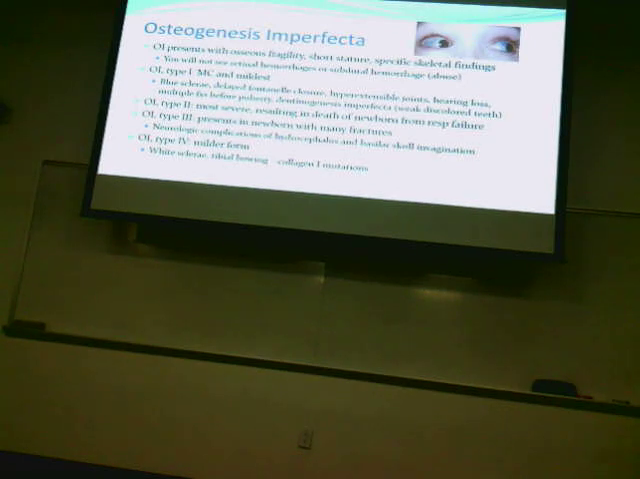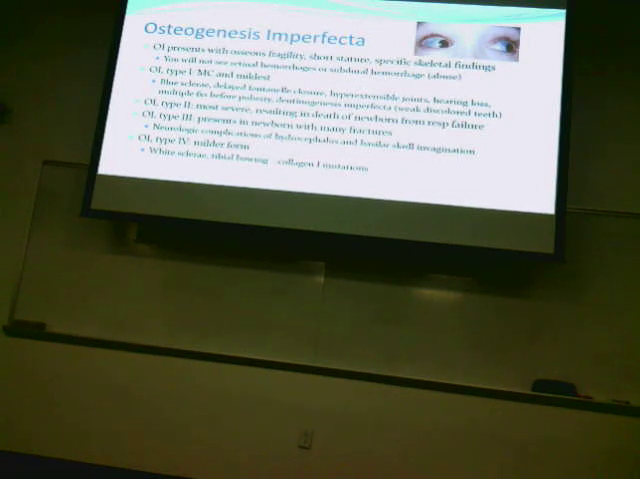This is the one you're probably most likely to see in clinic. So they have the blue sclera, they have delayed fontanelle closure, hyperextensibility of their joints, hearing loss, and multiple fractures even before puberty. They also have dentinogenesis imperfecta, which is a weak discoloration of their teeth.